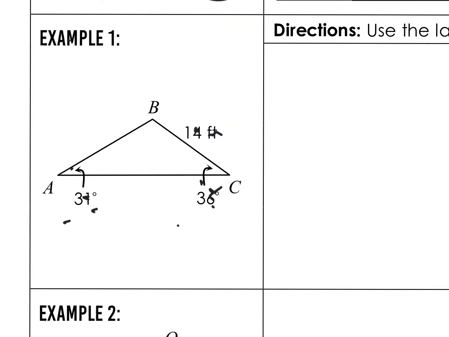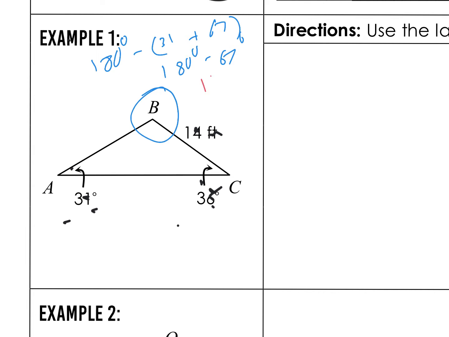Probably the angle's easy. Can someone find angle B real easy? How? Yeah, you take the 180 degrees and you subtract the sum of the other 2 angles, which is 31 and 36. That adds up to 67. So 180 degrees minus 67 degrees is how much? 113? Yes. So that's a 113 degree angle.